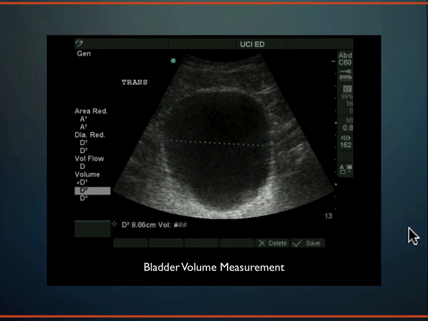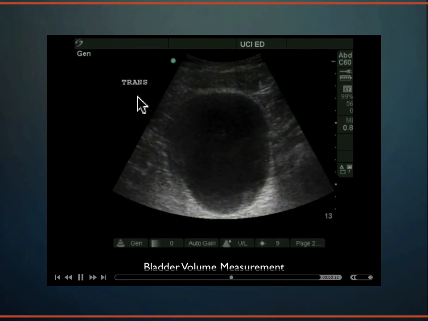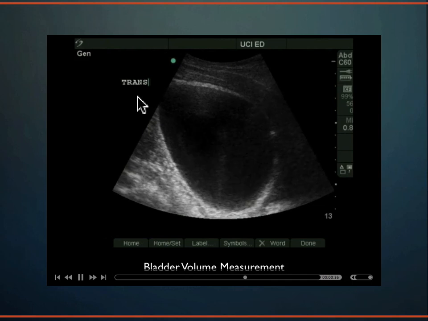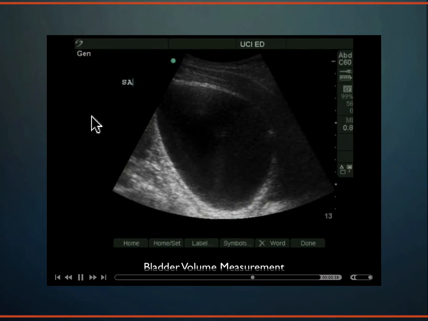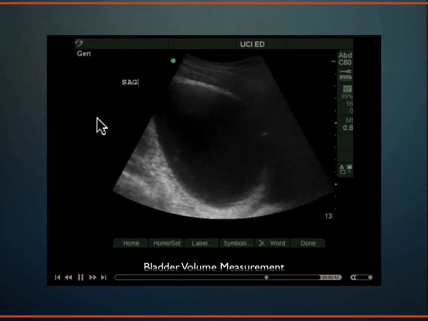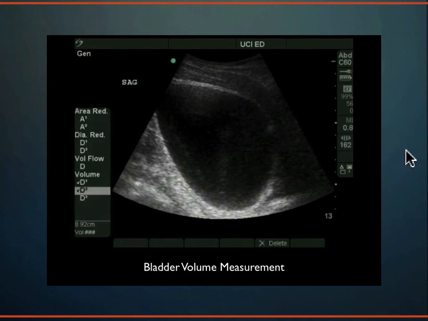So they measure the height, now they're measuring the width in the transverse plane, and then they're going to unfreeze the machine and go to a sagittal plane. You'll see here now, they rotate the probe 90 degrees so they're in a sagittal plane, and they delete the word trans and write the word sag, and then they're going to get a nice long sagittal plane of this. They're going to freeze it, and they're going to drop their caliper across the screen, and that'll be the height times the width times the length.